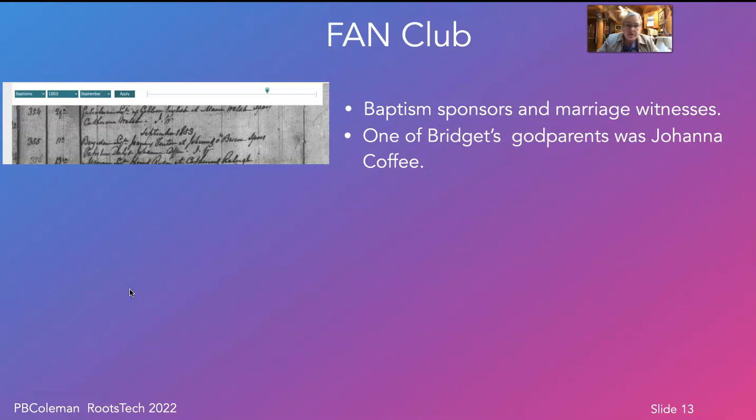One important aspect of looking at genealogy and trying to find more information about your family is looking at their friends, associates, and neighbors, the fan club, and particularly baptismal sponsors and marriage witnesses. In a lot of cases, they would be very close family members. One of Bridget's godparents was Joanna Coffey, and the name Coffey jumped out at me as I have several DNA matches who had someone with that surname in their trees.